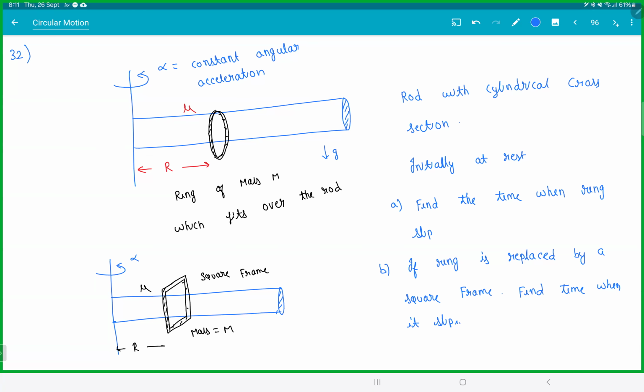So you kept a ring there. Initially, it is just hanging. Once you start rotating, after some time the rod will come here and the ring will come somewhere here. It starts sliding, meaning once you have enough velocity, the ring will start sliding outside. The question is, after what time will the ring start sliding? Think.